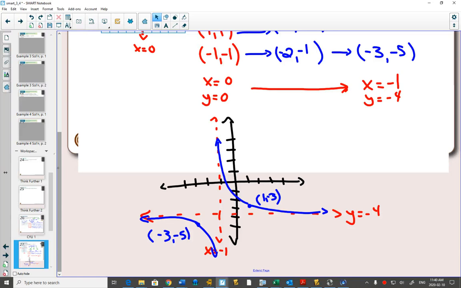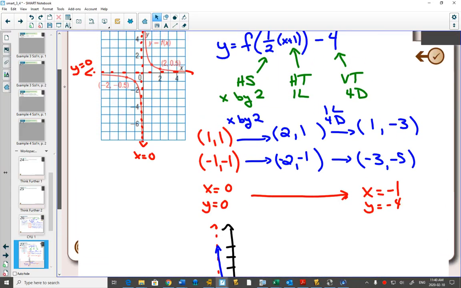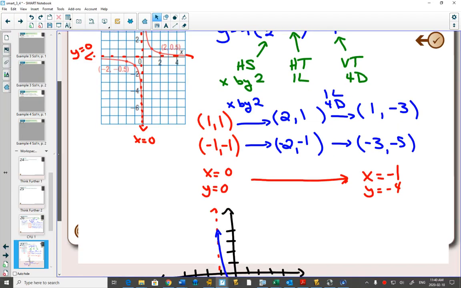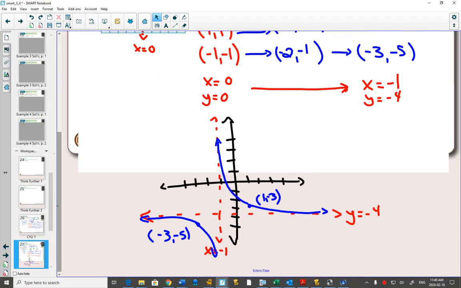So to review, what did we do? We labeled what was going to happen. We worked from left to right, doing our stretches, compressions first, then our translations. This graph had asymptotes, so it was important to look at what happened to the asymptotes as well. And once we had our new points and the asymptotes, it was easy to graph.